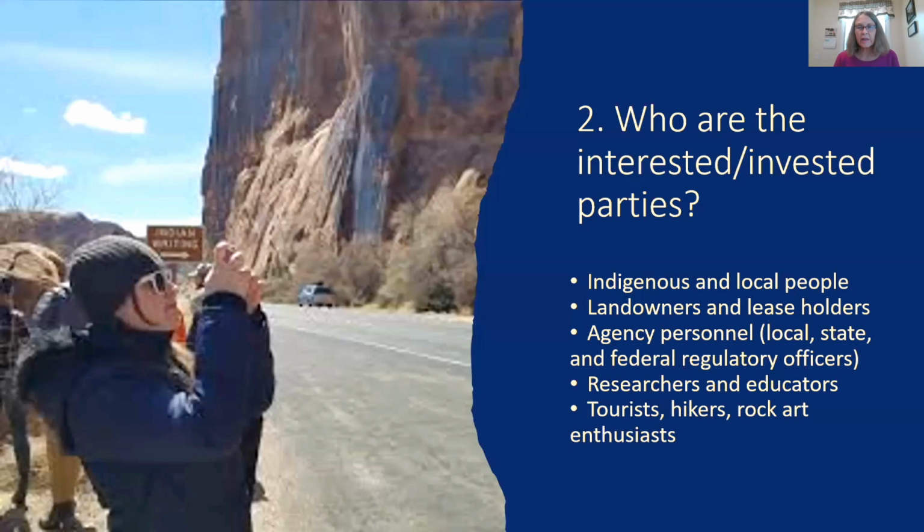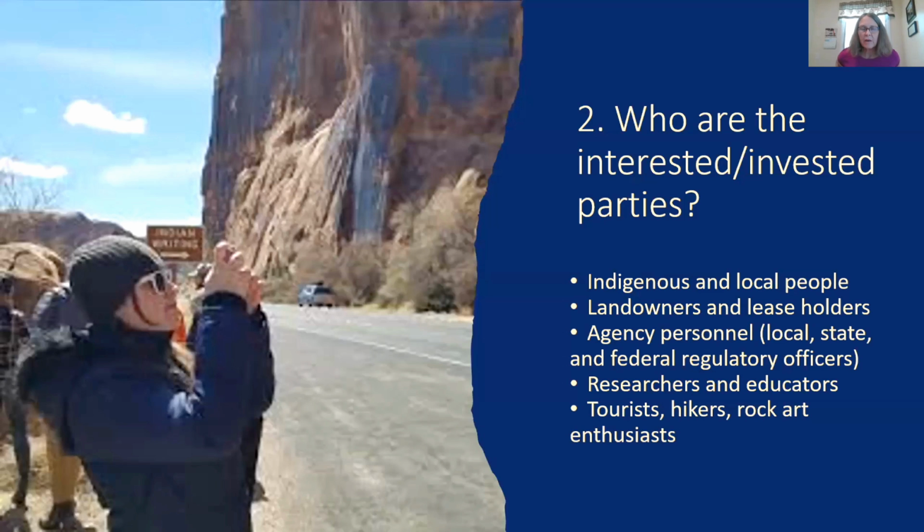Okay, so the second thing you're going to look at, try to identify, is who are the interested or invested parties. And this is generally going to fall into these categories: Indigenous communities who have a link to the place, either historically or geographically; local people who have a link to the place because they live there or because they have an interest in the history of the area; landowners and leaseholders.